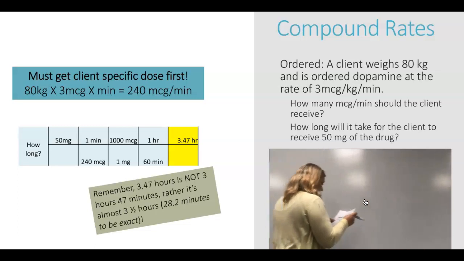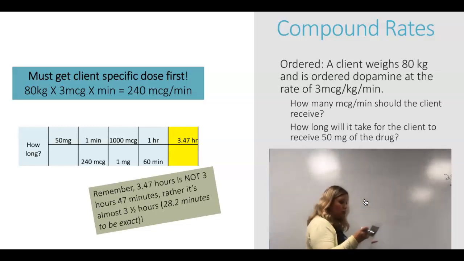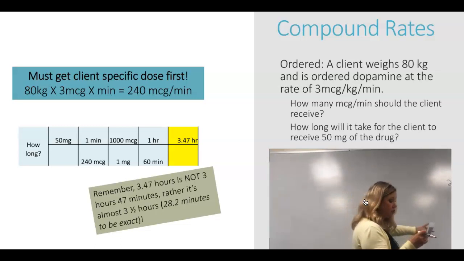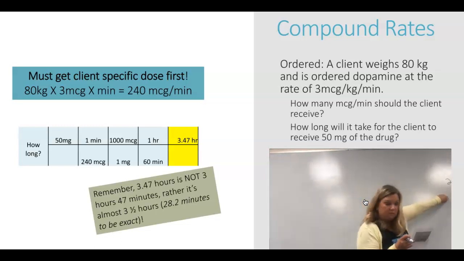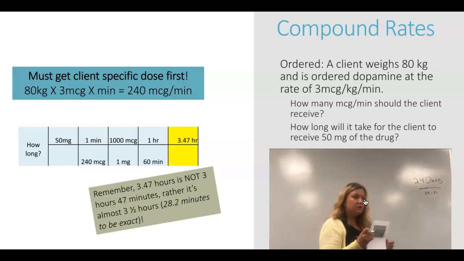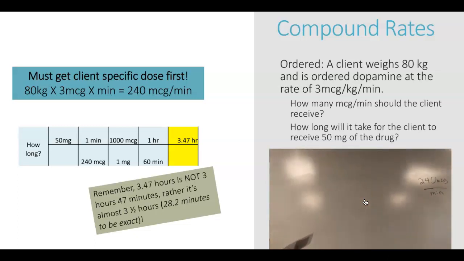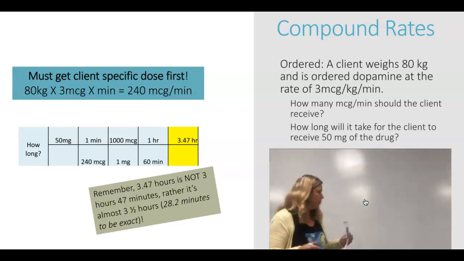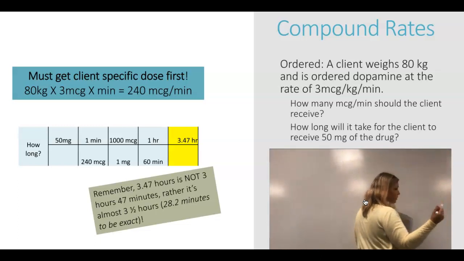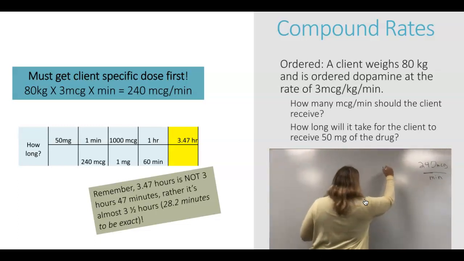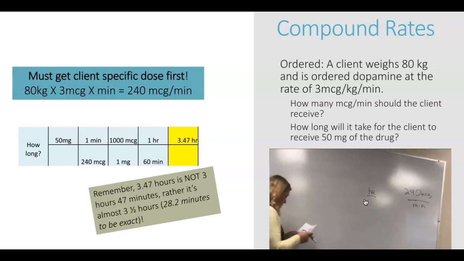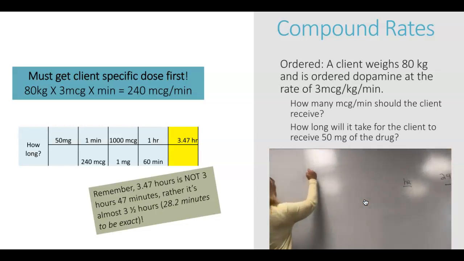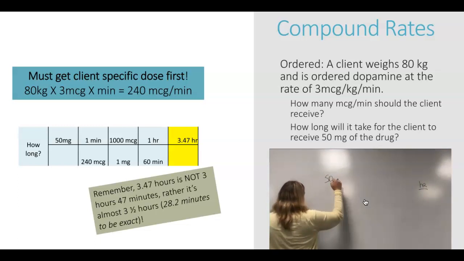All right, so part 1 says how many micrograms per minute should the client receive. We've done that part. So now it's asking how long will it take for the client to receive 50 milligrams of the drug. So I'm going to go ahead and solve for hours. You could solve for minutes, but I'm going to solve for hours, because we're in micrograms, and I think it's going to be a rather large number. So it's asking us to solve for 50 milligrams.